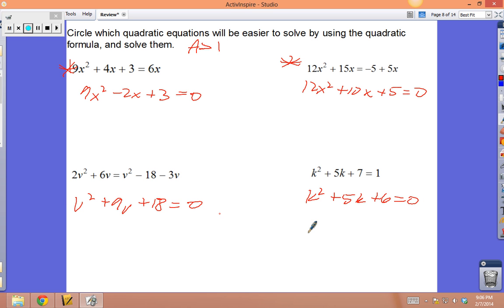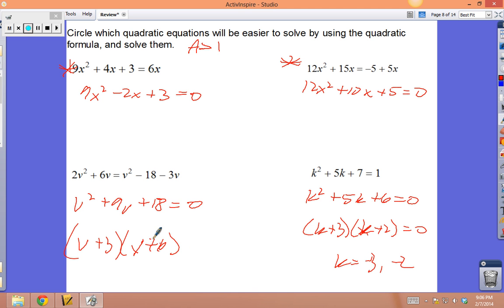Okay, these bottom two are really nice. I can factor these easy. This is k plus 3, k plus 2. So k has got to be a negative 3 or a negative 2. And this one, v plus 3, v plus 6.